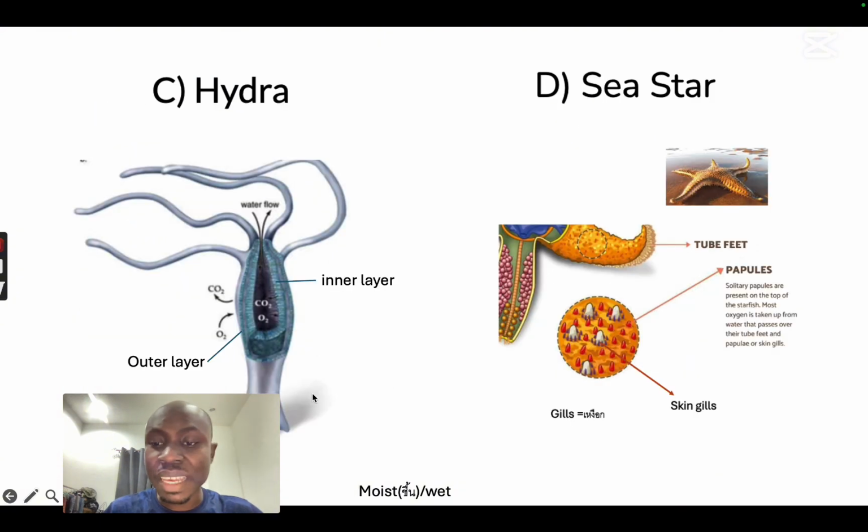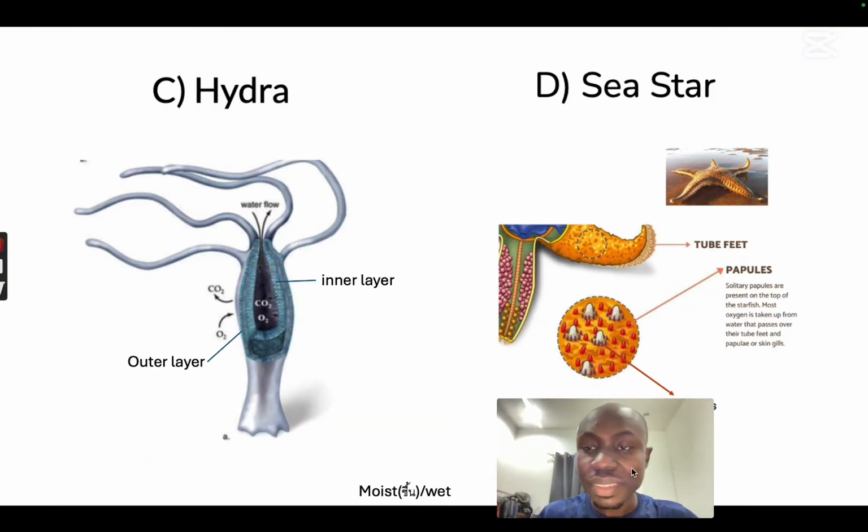The next example is hydra. Hydra live in water and they can exchange gas through their skins. They have two layers of skin, an inner layer and an outer layer. The outer layer will exchange gas with the water around the hydra, and the inner layer will exchange gas with the water which is inside the hydra.